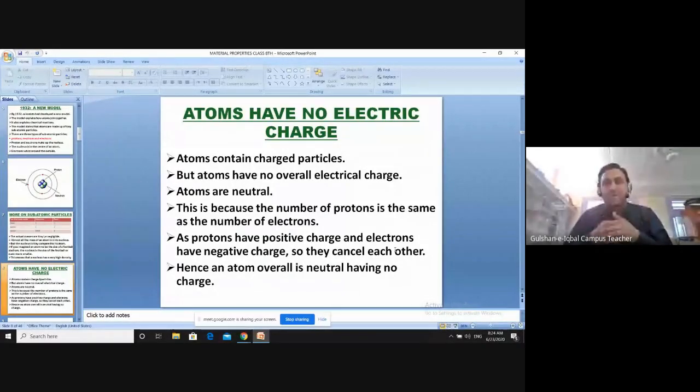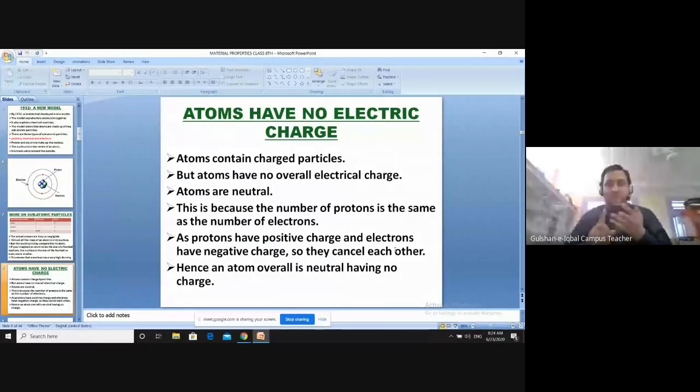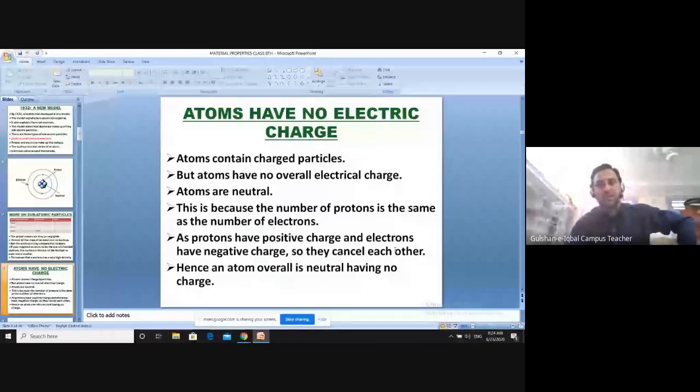This question can be asked in the exam: why is an atom electrically neutral? So you have to give a very simple answer. Atom is electrically neutral because it has the same number of protons and electrons. When the number of protons and electrons are the same and the charges on them are opposite, they cancel out each other. When they cancel out each other, there will be no charge on the atom. So the atom becomes electrically neutral. This is how we can explain it.